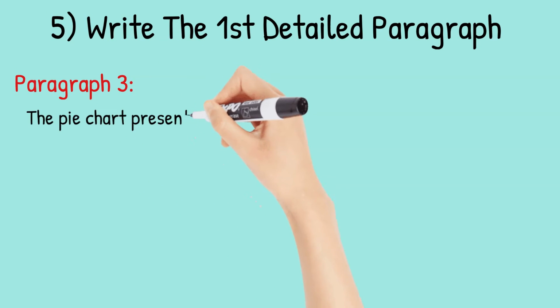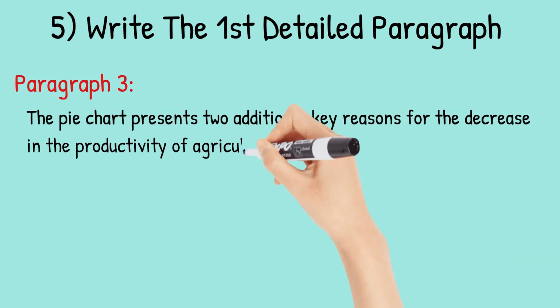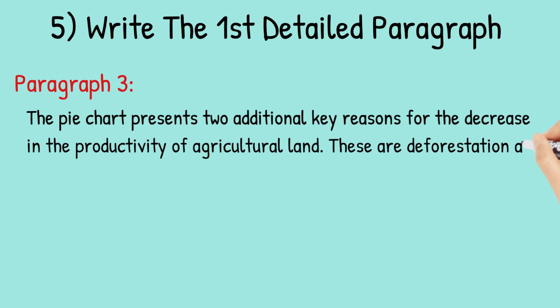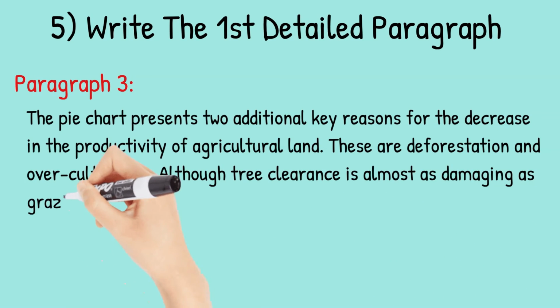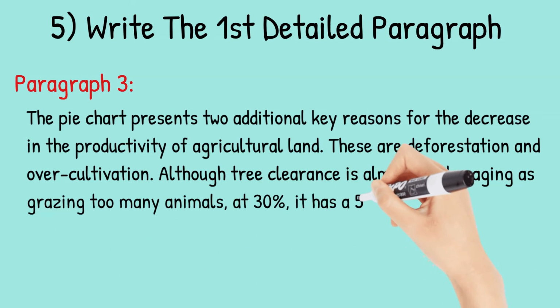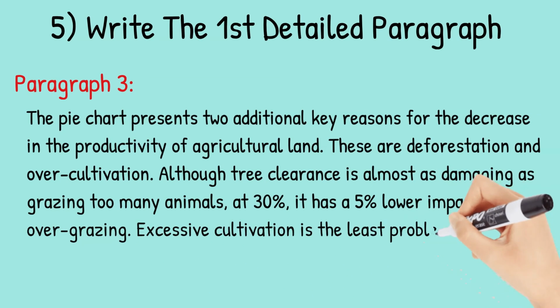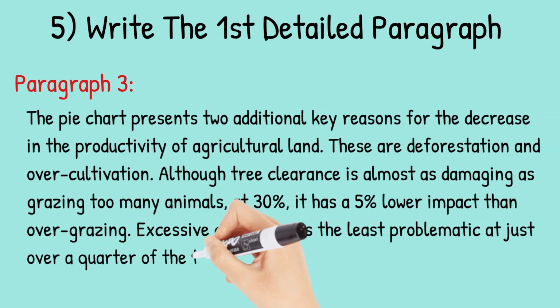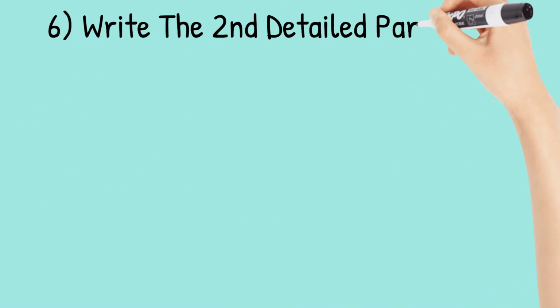The pie chart presents 2 additional key reasons for the decrease in the productivity of agricultural land. These are deforestation and overcultivation. Although tree clearance is almost as damaging as grazing too many animals at 30%, it has a 5% lower impact than overgrazing. Excessive cultivation is the least problematic at just over a quarter of the total. Next, we will write the second detailed paragraph.